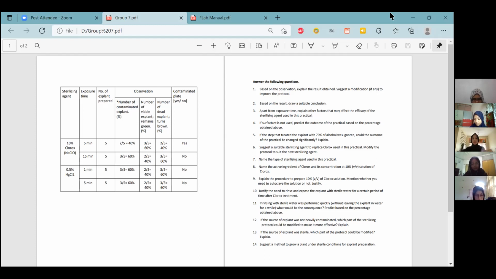And for question 3, apart from exposure time, explain other factors that may affect the efficacy of the sterilizing agent used in the practical. Okay, I already mentioned it too. The other factor, apart from the time, is the concentration. There are other factors, like the presence of organic matter and the type of leaf surface, but I'm going to focus on the concentration. That is for question 3.